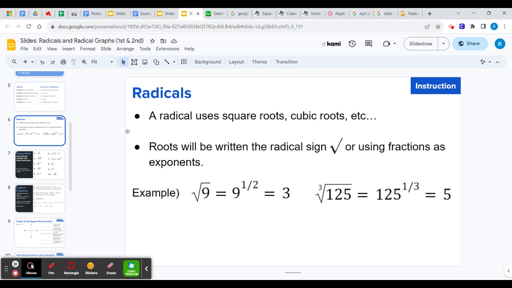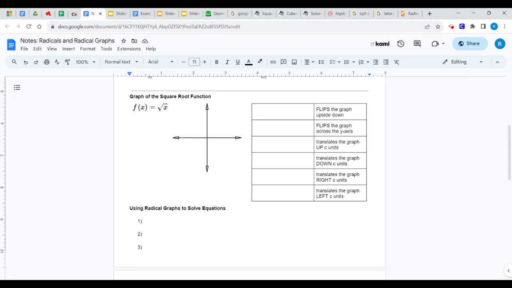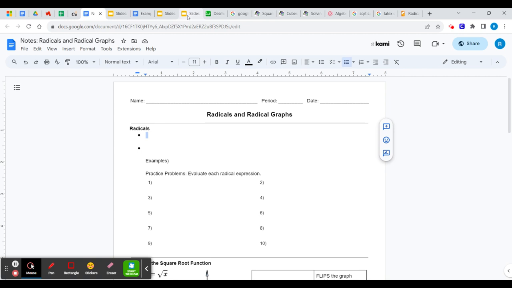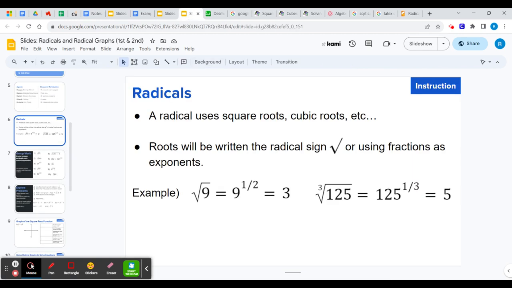So starting off, just getting a couple of key things down on our notes here in this top section for radicals. A radical uses square roots, cubic roots, etc. And these roots will be written with the radical sign or using fractions as exponents. So anytime you see this root sign or a fraction exponent, we're going to be dealing with radicals. And the key point here is that we're going to see these things listed as either way.